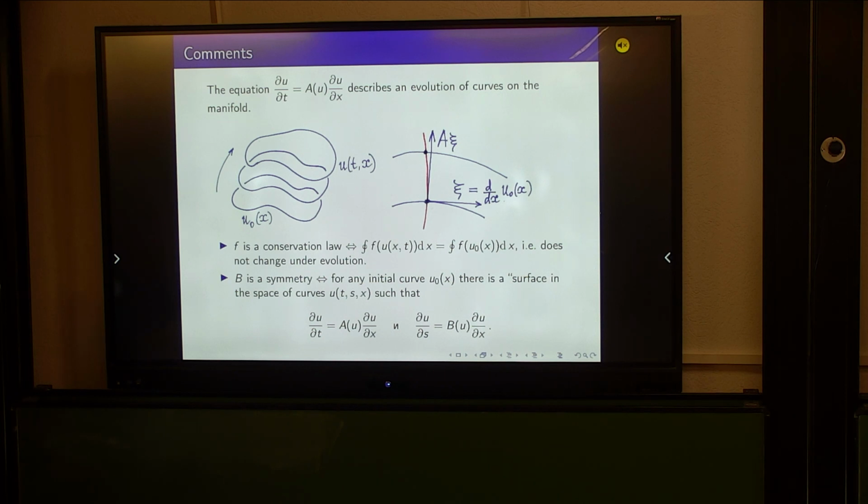So there are very many different evolutionary systems. This is perhaps the simplest one. So here I have my initial curve.